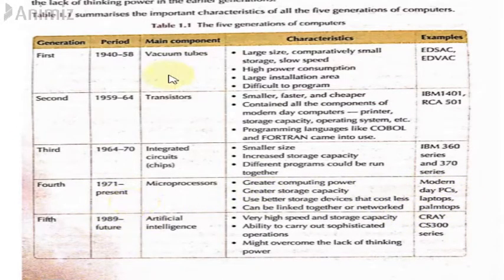Then the fifth generation of computers is going to use artificial intelligence. They're going to be very high speed and have a huge amount of storage capacity, and they will be able to carry out sophisticated operations on their own and might overcome the lack of thinking power. So they're going to have their own thinking power. You don't need to tell them what to do every time. The CRAY CS300 series are examples of the fifth generation of computers.